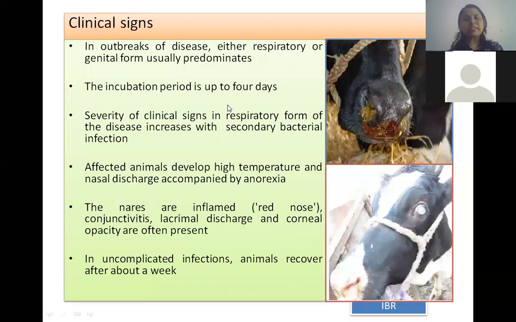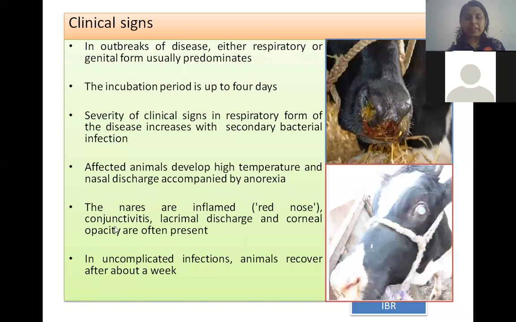Coming to the clinical symptoms, in an outbreak of the disease, either form predominates, meaning in the same herd, either respiratory infection or genital infection is prominently seen. The incubation period for the disease is up to 4 days, and the severity of the respiratory disease depends upon secondary bacterial infection.